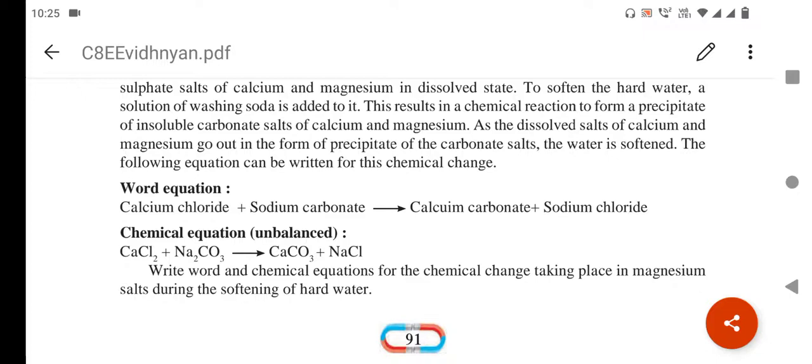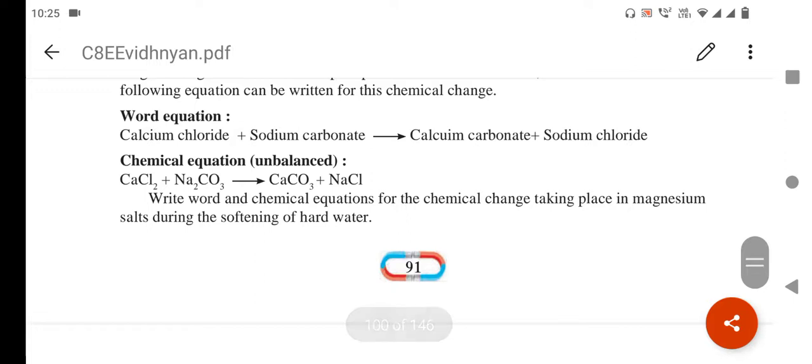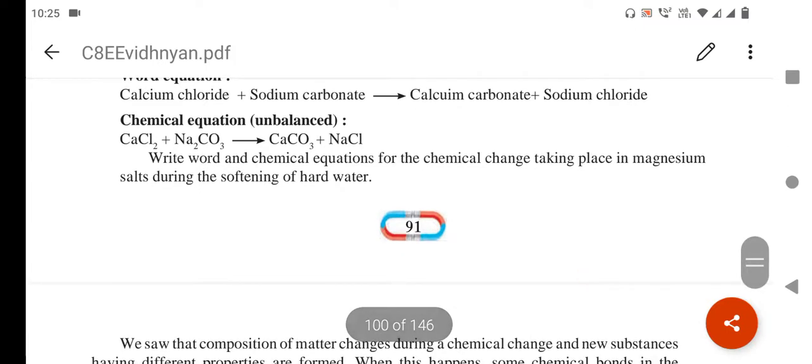Word equation is calcium chloride plus sodium carbonate, we get calcium carbonate plus sodium chloride. The chemical equation, unbalanced: CaCl2 plus Na2CO3, and we get the product CaCO3 plus NaCl. Write word and chemical equation for the chemical change taking place in magnesium salt during the softening of hard water.